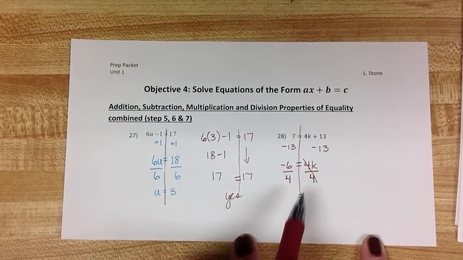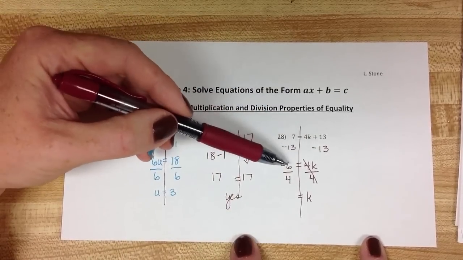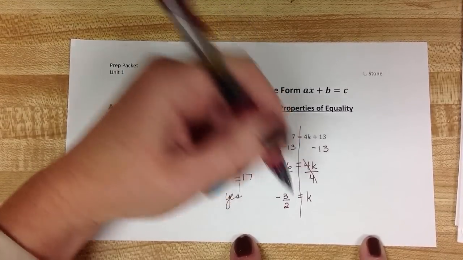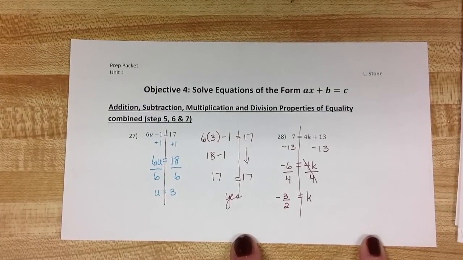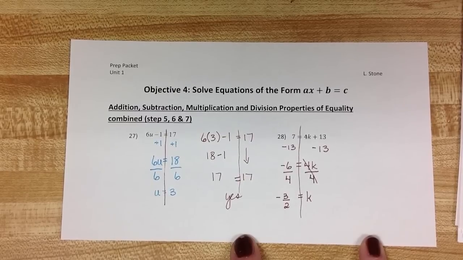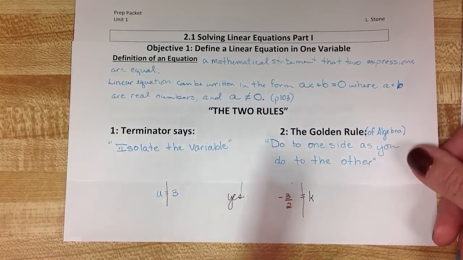The 4's will go away on the right side, leaving me with just a k. On the left side, negative 6 divided by 4 can be reduced to a negative 3/2. I'm hoping by this stage that you're able to see why we might actually want to have this algebraic process, because I think you would have to guess values of k for a really long time before you would get to negative 3/2 just by guessing. So hopefully, even though we're only 10 minutes into our first day of algebra, you're already starting to see the wisdom of these two rules and why we do the math this way instead of just by guessing what the answer should be.